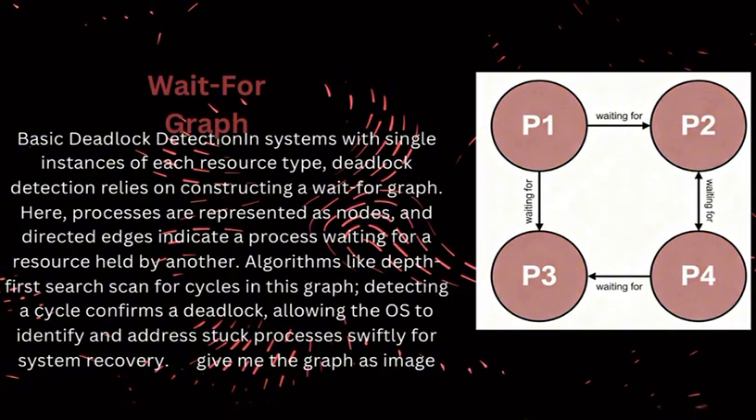In this graph, each process is a node, and an arrow from one process to another means it's waiting for that process's resource. The OS checks this graph for cycles, usually with a depth first search algorithm. If a cycle is found, it means those processes are waiting on each other and the system is in deadlock. By detecting these cycles early, the OS can identify which processes are stuck and recover before system performance is affected.